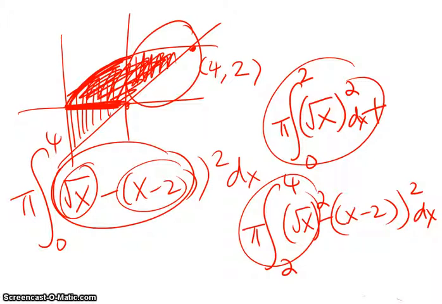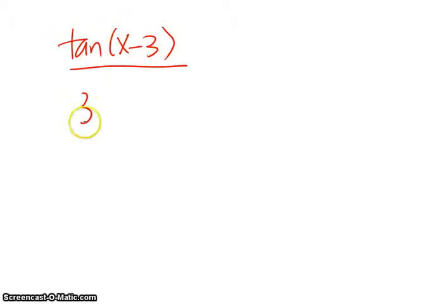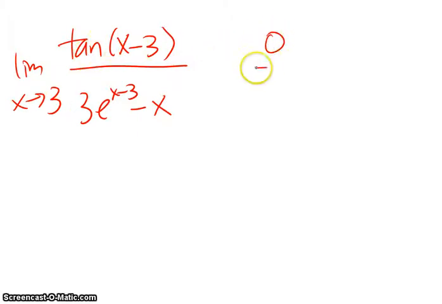Okay, so next question. You're given a tangent, something like that. Okay, do you know what this equals? Like what does it apply to? The limit? You need to use L'Hospital's rule, because if you plug in a 3, tangent of 0 is 0. And then I guess if you plug in 3 here, e to the 0 is 1. 3 minus 3 is 0. Okay, that's the case for L'Hospital's rule.